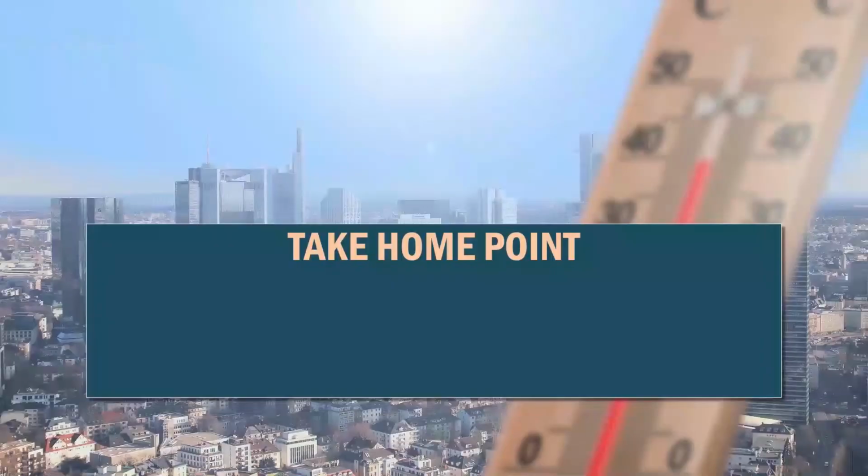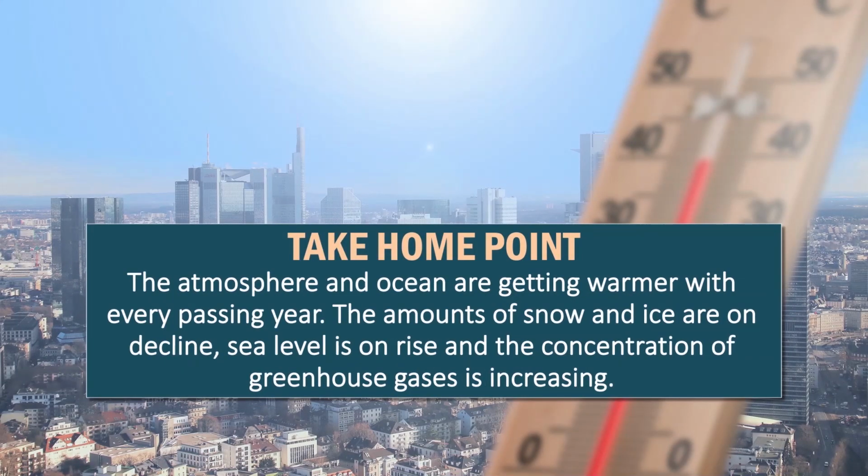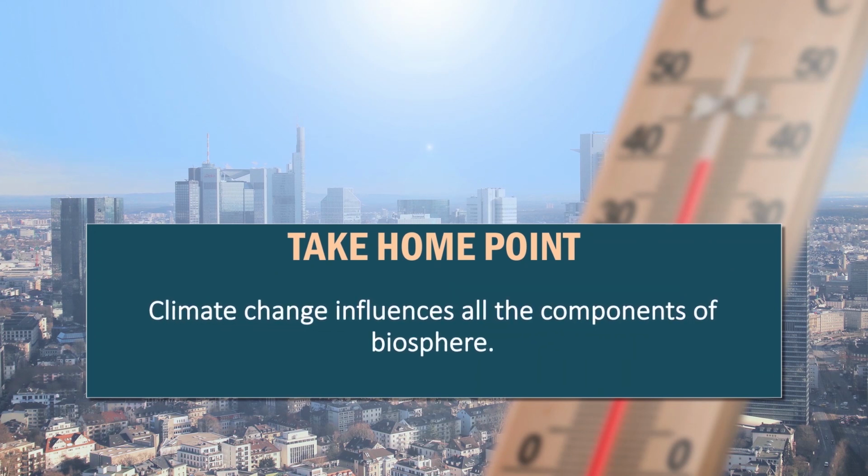The second important message from this session is that the atmosphere and the ocean are getting warmer. Every passing year it is getting warmer and warmer, and that can have a drastic effect on both the atmospheric circulation and ocean circulation as well. The amount of snow and ice also started declining, and sea level has been fast increasing in the past century because of the changing climate. The last one is that the climate change we are discussing is threatening our existence. It can affect all the possible components of the biosphere.